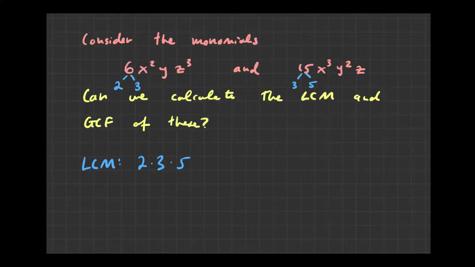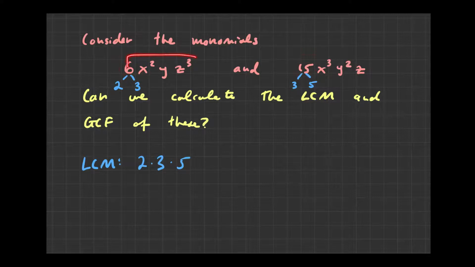Okay, so now I know that this LCM so far is going to be a multiple of 6, because this is 2 times 3, and it's going to be 6 times 5. But it's also going to be a multiple of 15, because here's 15, 3 times 5, so it's going to be 15 times 2, right? So I know that the number I've chosen here is going to be a multiple of both 6 and 15, right? But I'm not done yet. I've done the coefficient.